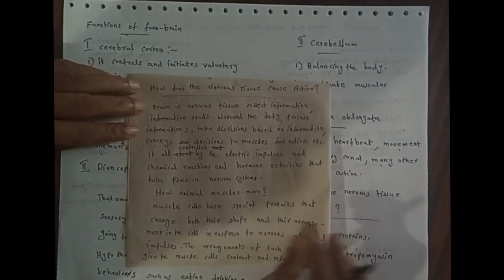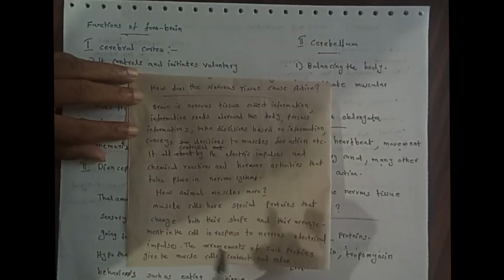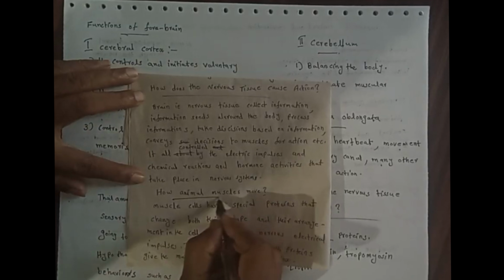Here the note, that is how does the nervous tissue cause action and how animal muscles move.